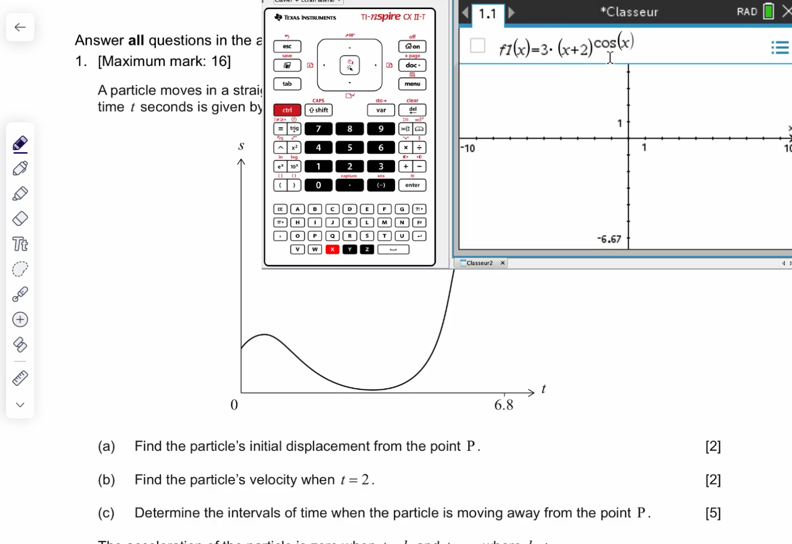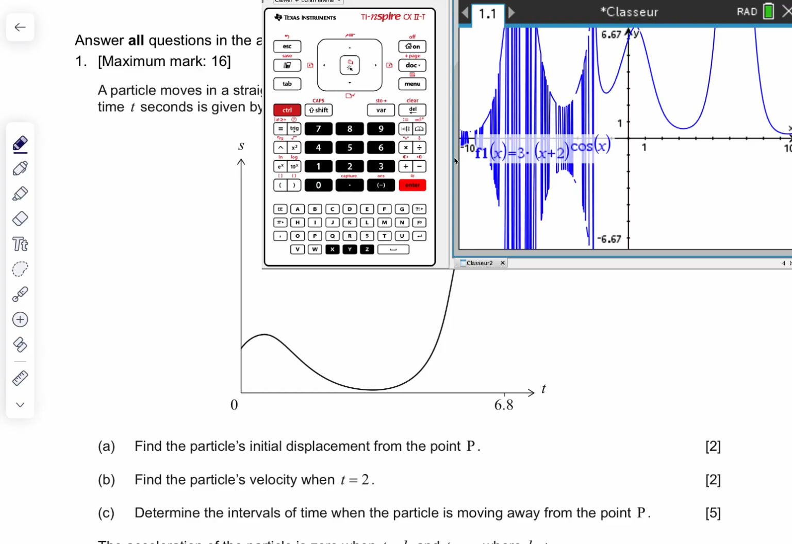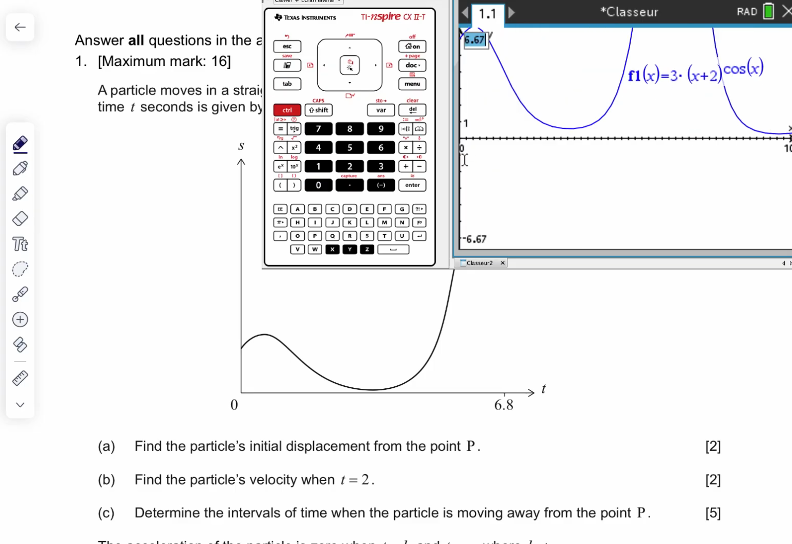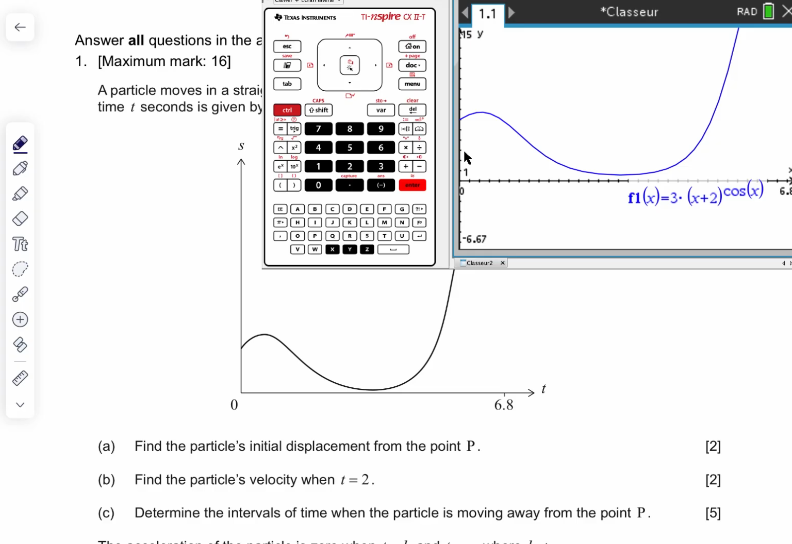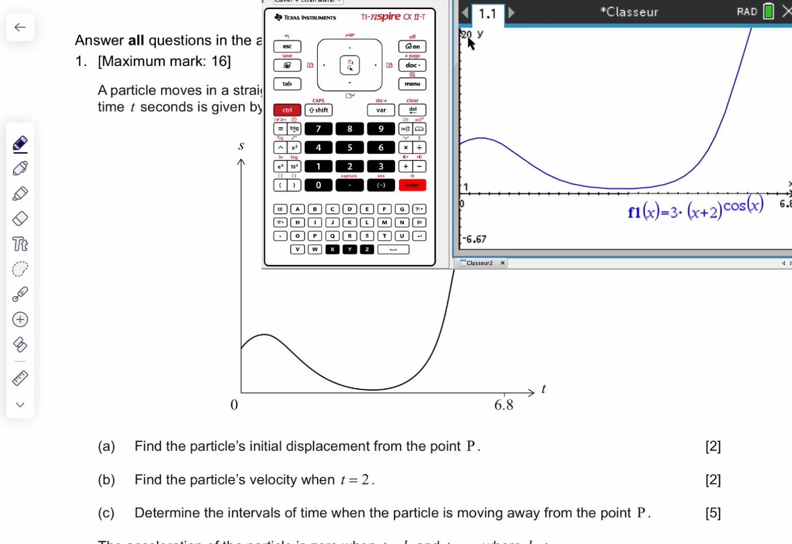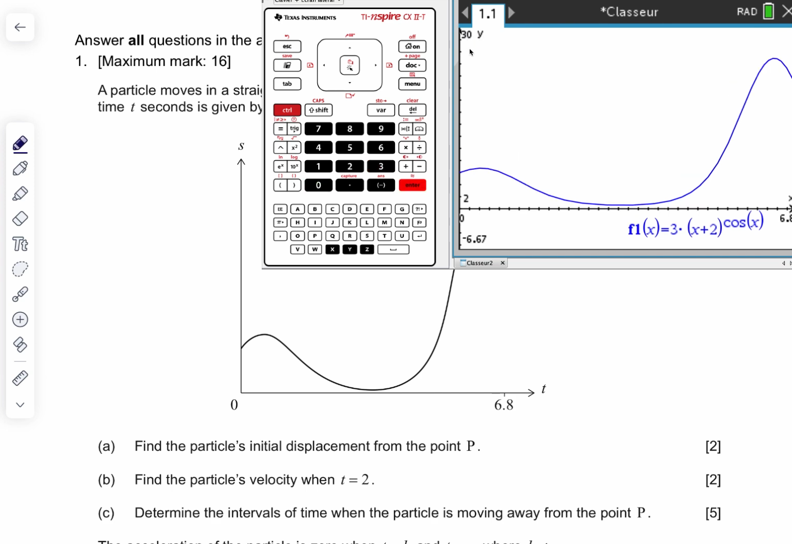Yeah, that's okay. I want to go between 0, so 0 there, and maybe go a bit higher here, so I'll go to 15 here, and up to 6.8. I can't quite see all of it, so let's make this a bit taller. Let's go up to 20. No, let's go to 30. Oh, there we go. Now I can see the graph, and that looks like the one in the question.